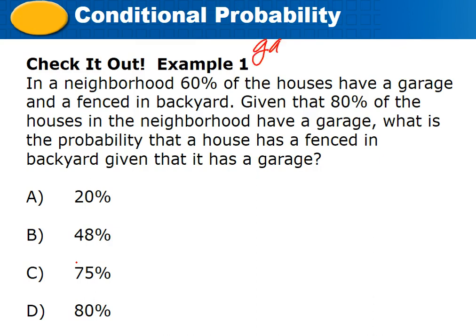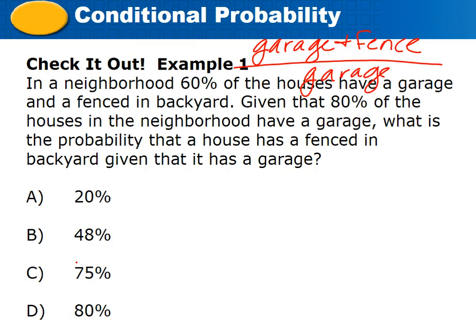So we have garage and fence, again, over the one thing, given that 80% of the houses in the neighborhood have a garage. So that's over garage. That's how we're going to set the problem up. So we're going to do 0.6, again changing this to a decimal, divided by 0.8. When we do that, we get 0.75, and again, either multiply that by 100 or move the decimal place 2 places to the right.